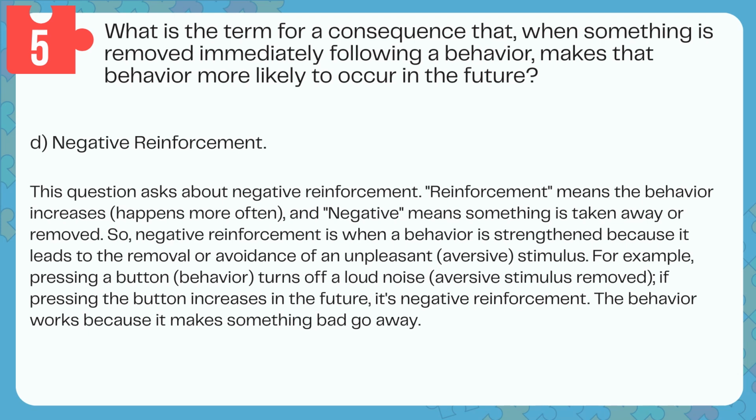Answer: D. Negative reinforcement. This question asks about negative reinforcement. Reinforcement means the behavior increases, happens more often, and negative means something is taken away or removed. So, negative reinforcement is when a behavior is strengthened because it leads to the removal or avoidance of an unpleasant, aversive stimulus. For example, pressing a button, behavior, turns off a loud noise. Aversive stimulus removed. If pressing the button increases in the future, it's negative reinforcement. The behavior works because it makes something bad go away.